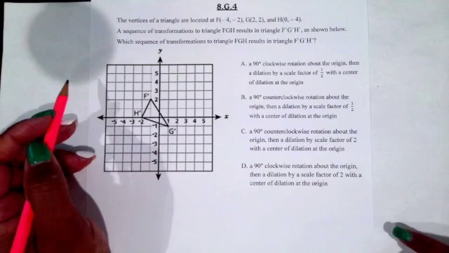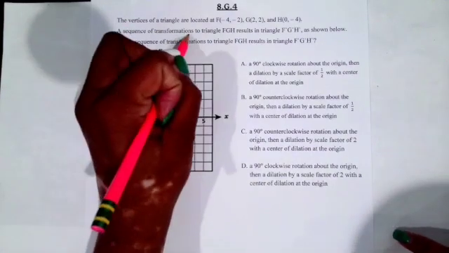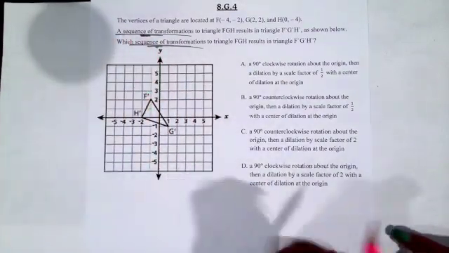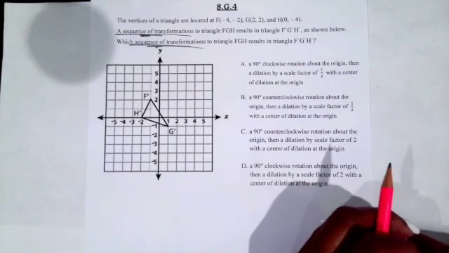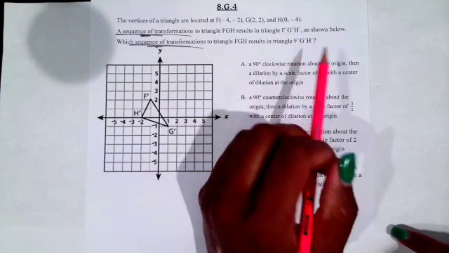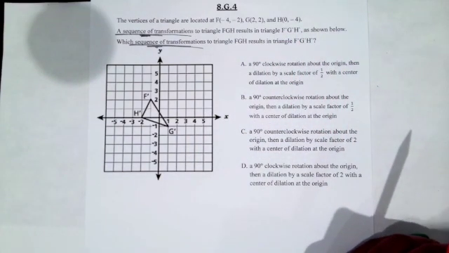So when I look at this problem, clearly it's mentioning sequence of transformations, which means I need to figure out what happened to my original figure to get my new figure, my prime. And since it says sequence of transformations, that means 2 or more transformations had to have occurred.